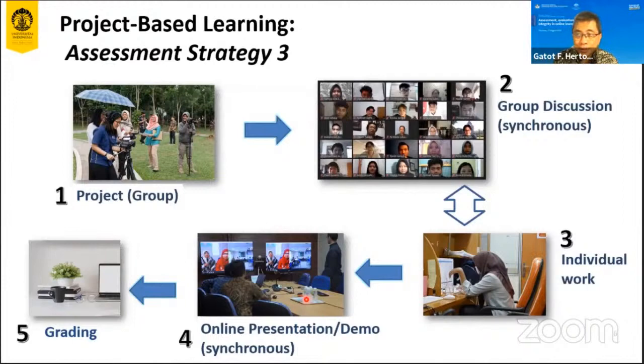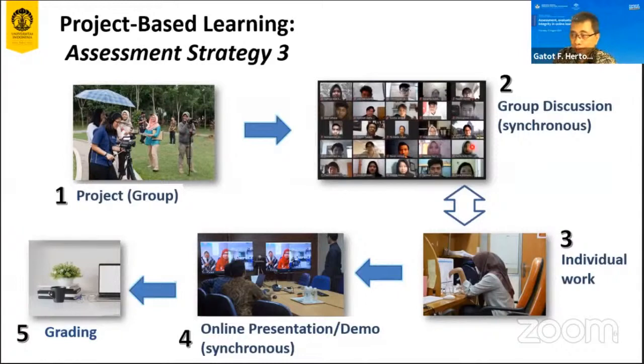So as part of the course, students are given a project to do, and then during the project, a facilitator will accompany each group. And in some cases, sometimes they have to go to one place to do the project. So it should be done face-to-face or offline. And then each group's discussion is developed individually.